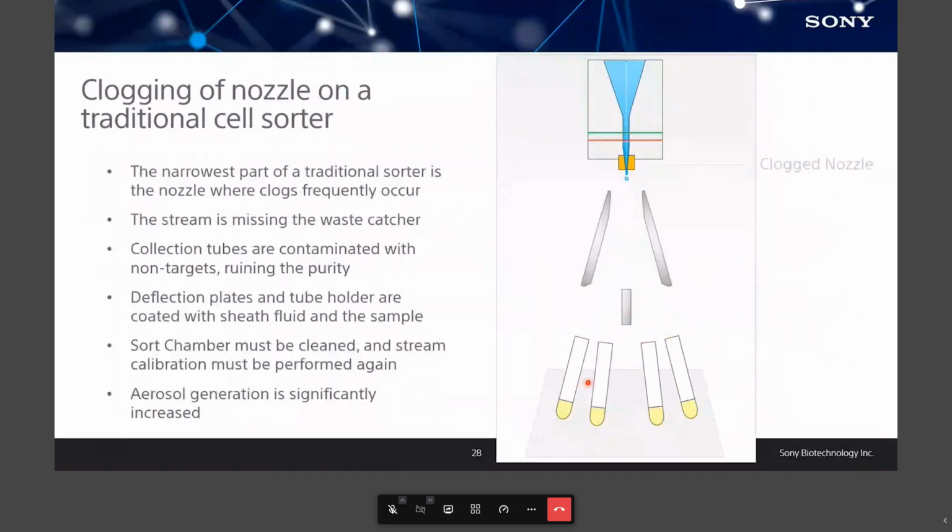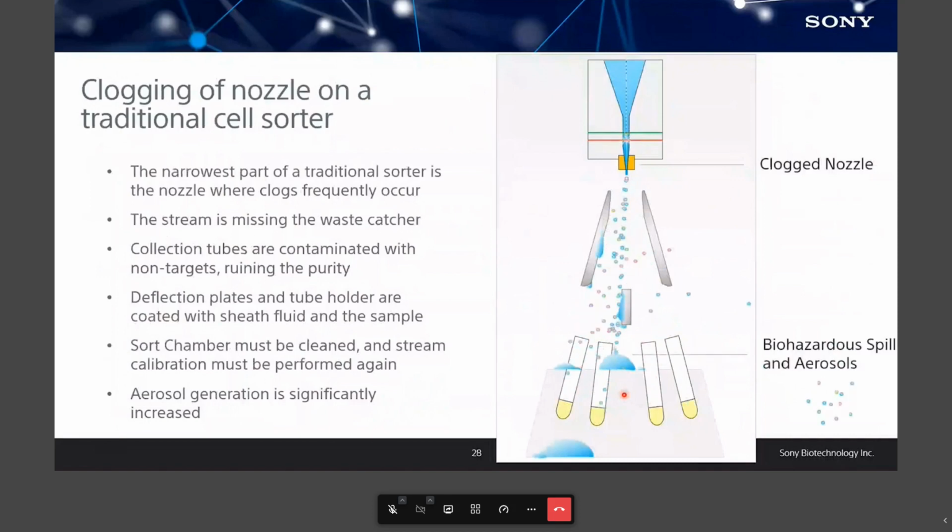non-issue. However, on most traditional cell sorters, the narrowest part of that path is the nozzle. And so that is where clogs typically occur, is in that nozzle. So when this happens, you now have a stream of droplets that is not going where it should. It's either missing the waste catcher entirely, it's pooling up on the tube holder, or you have non-targets going into your tubes. It's ruining your purity.